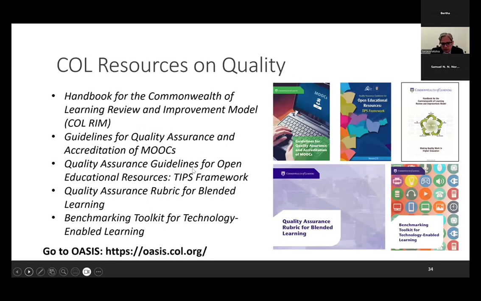So there are a lot of resources available at Commonwealth of Learning. We have guidelines for quality assurance and accreditation of MOOCs, guidelines for quality assurance of open educational resources, quality assurance of blended learning, quality assurance or benchmarking of technology-enabled learning, or a model for a review and quality improvement of distance education as such. I request you all to go to oasis.col.org and explore these resources available.